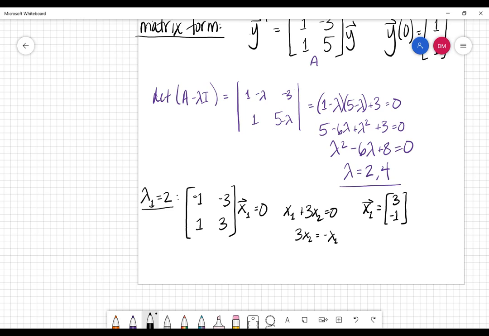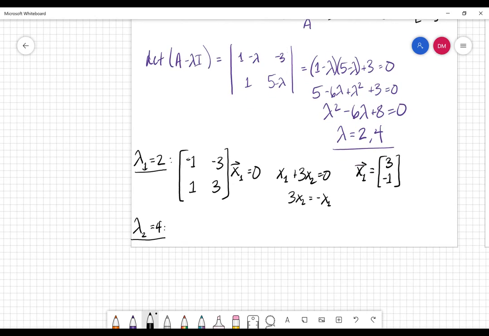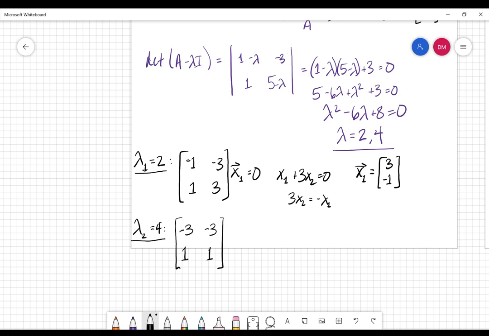Okay, and then we just have to make sure that when we do this with lambda 2, we get a linearly independent eigenvector from that one. So it looks like A minus lambda identity matrix: I take 1 minus 4, that gives me -3. -3 there. 1. And then 5 minus 4, 1. And again, it looks like row 1 and row 2 are, in fact, scalar multiples of one another.